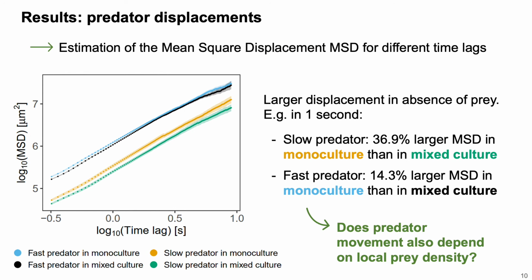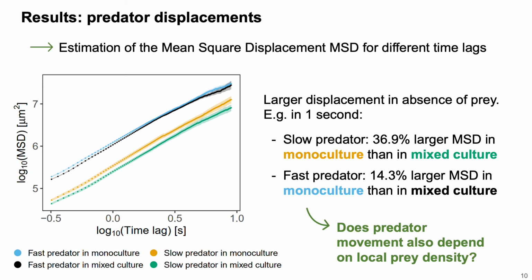To analyze predator displacements, we estimated its mean square displacement, MSD, for different time lags. The figure shows the log-transformed MSD as a function of the log-transformed time lag, both for the fast and the slow predator in mixed and monoculture. Overall, the predator made larger displacements in the absence of prey. For instance, in 1 second, the MSD of the slow predator was about 37% larger in monoculture than in mixed culture.